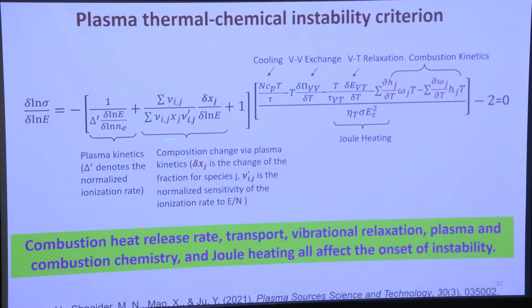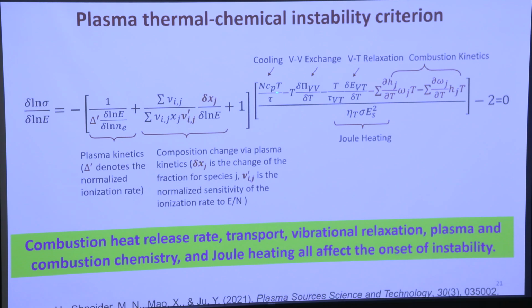So you have this term, which is basically the ionization rate. That means how the Townsend breakdown is happening. And this term, nu ij, is the reaction coefficient of the plasma chemistry. So this basically says how plasma chemistry will be affected by the electric field, E over N, and the mixture.